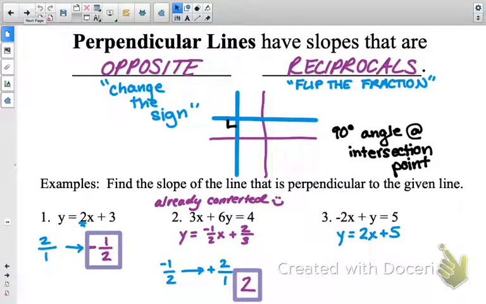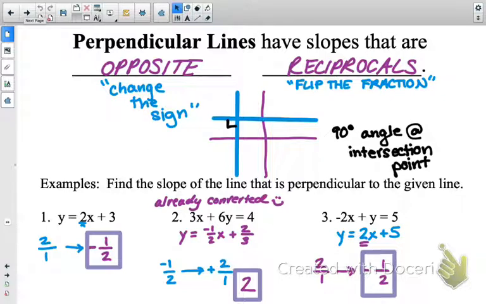All right, number 3, again, we've already done this problem. In y equals mx plus b form, we take 2, and unfortunately it's the same as number 1. So 2, put it over 1 so we can see what we're flipping, make it negative, and flip the fraction. All right, so perpendicular lines, change the sign, flip the fraction.